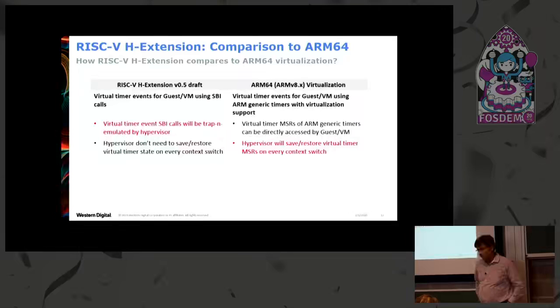And for virtual timer events, in case of RISC-V, we have an SBI call. Since it's an SBI call, it will again trap and be emulated by the hypervisor. And in case of ARM, they have virtualization support in the generic timers itself. But this means that the hypervisor will have to save and restore the virtual timer state on every context switch.